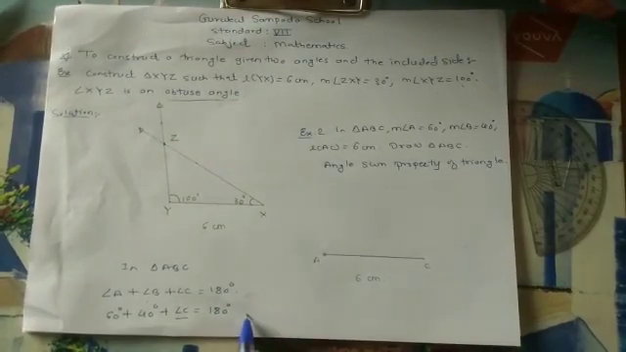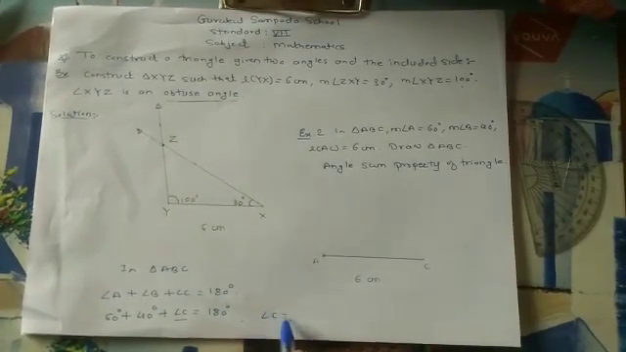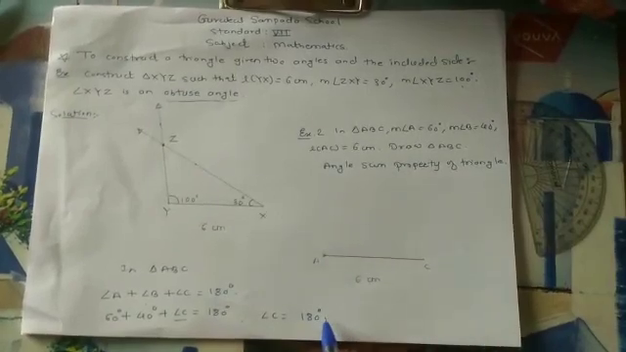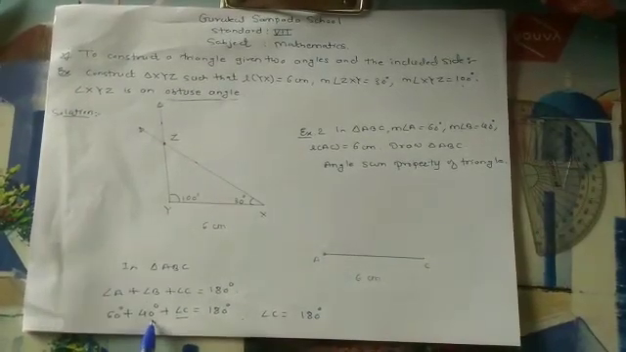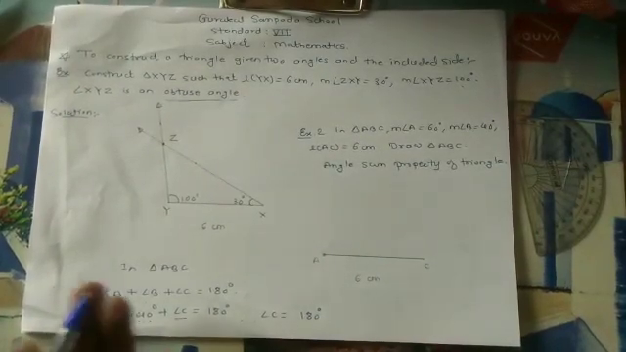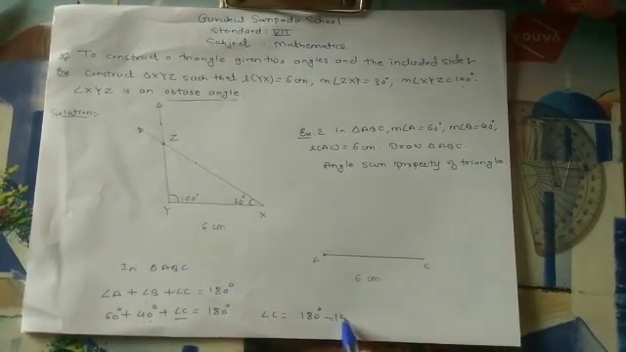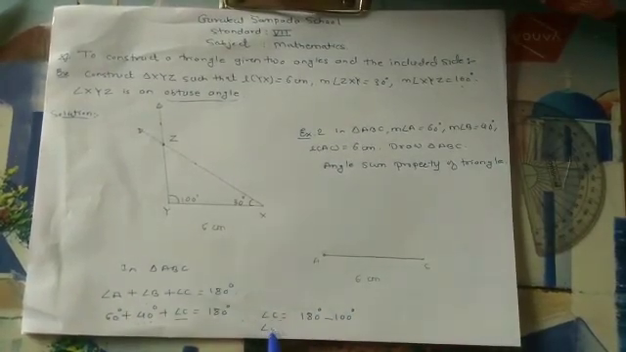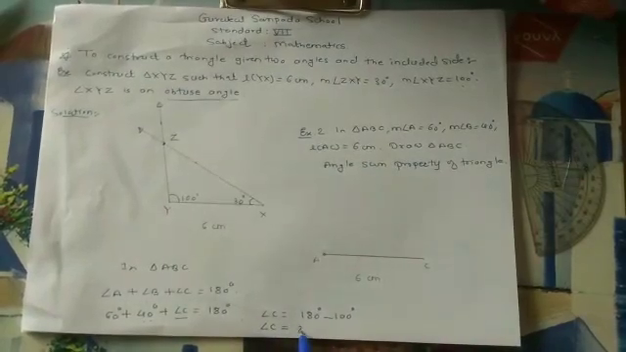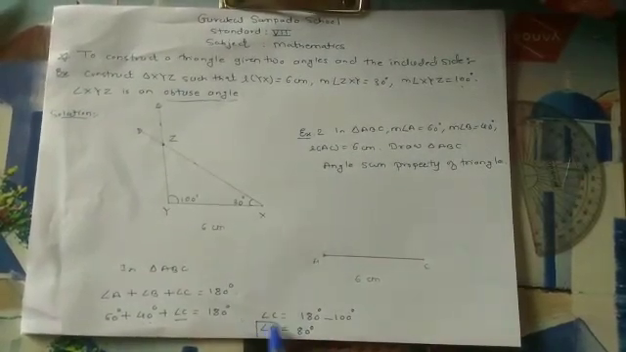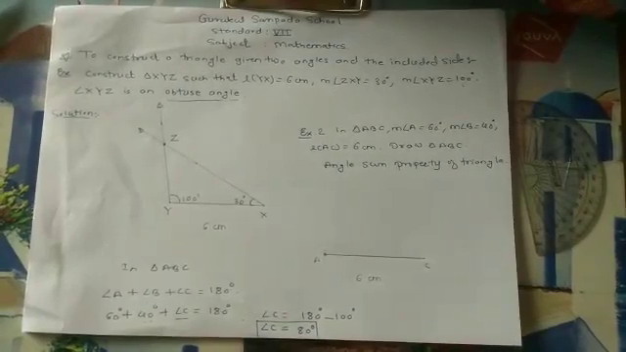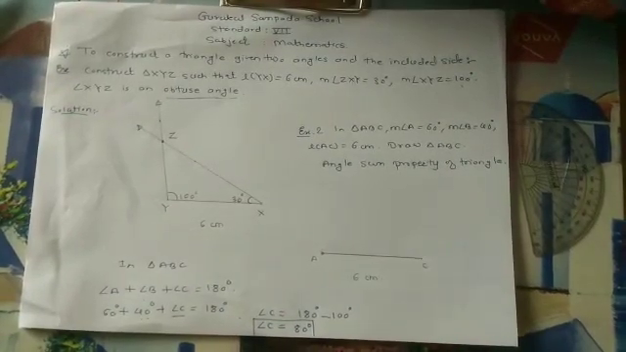Okay, so how are you going to find it out? So angle C is equal to 180 degree minus. Okay, so 60 plus 40 is 100. So we shift this 100 towards the right side, so it becomes minus. So angle C is equal to 80 degree. Angle C is equal to what? 80 degree. Means we get angle C is equal to 80 degree.